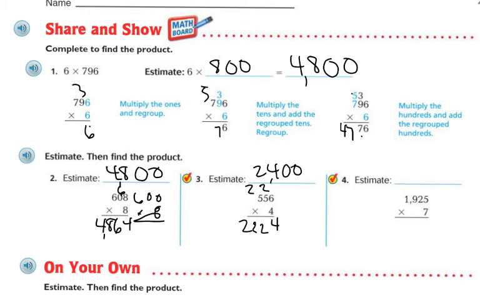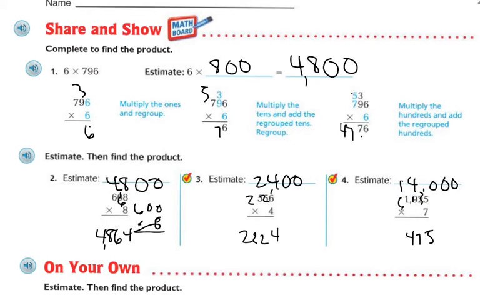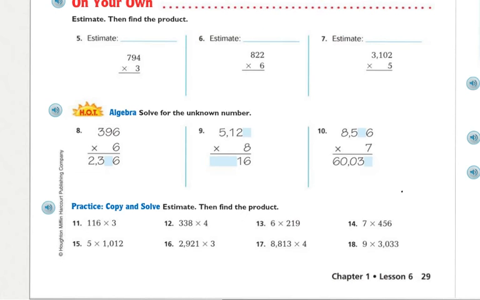The last question is number 4. If I were to estimate this, I would get about 2,000 times 7, so that would be 14,000. 7 times 5 is 35. 7 times 2 is 14, plus the 3 tens, 17. 7 times 9 is 63, plus the 1 100 is 64. 7 times 1 is 7,000, plus the 6,000 is 13,000. So I have 13,700 or 475.